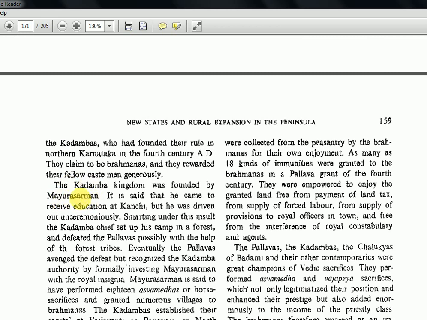So this is what I am asking you to make notes, because I don't want you to read this textbook again for these few preliminary facts. It is said that he came to receive education at Kanchi, but he was driven out unceremoniously. Smarting under the insult, the Kadamba chief set up his camp in a forest and defeated the Pallavas, possibly with the help of forest tribes. So he approached the Pallavas, he was insulted, so he started his own kingdom. That is the story of this Kadamba king, Mayura Sarman.